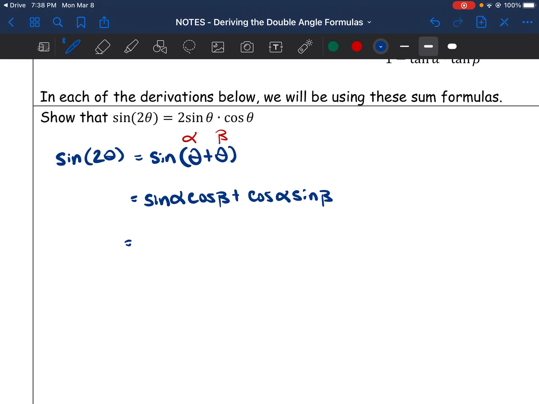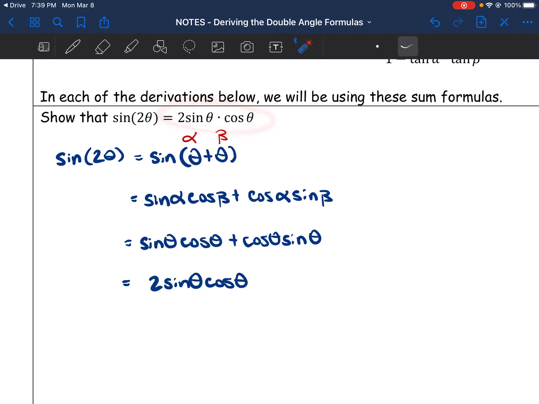Let's plug in some pieces. Both alpha and beta are both theta. So this is going to give us sine theta cosine theta plus cosine theta sine theta. Now, sine times cosine and cosine times sine, these are really the same thing. Remember that multiplication is commutative. So this is really 2 sine theta cosine theta, which is exactly what we wanted to prove in the first place. So we're done. End of proof.